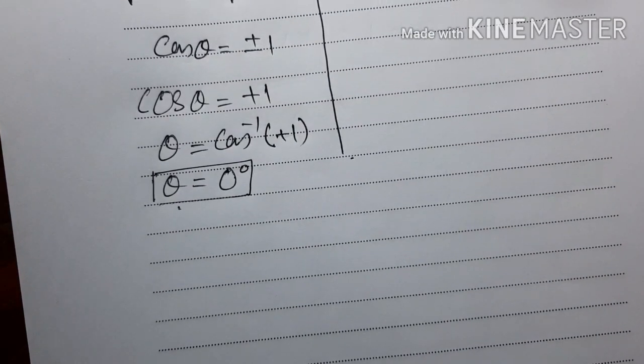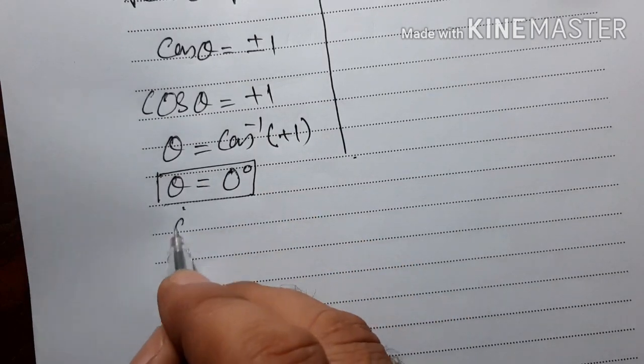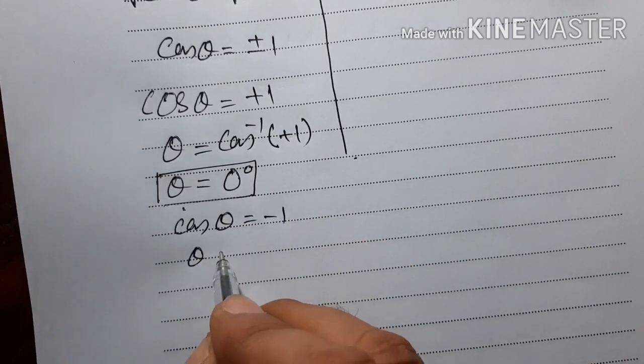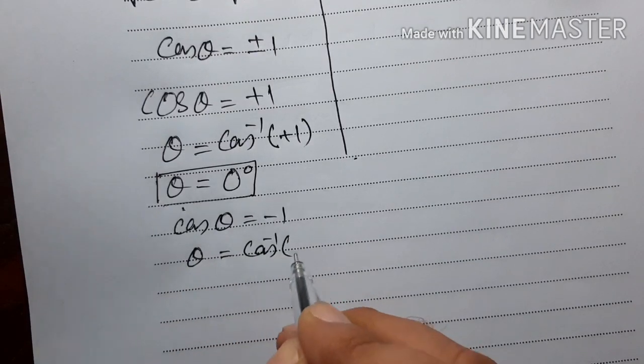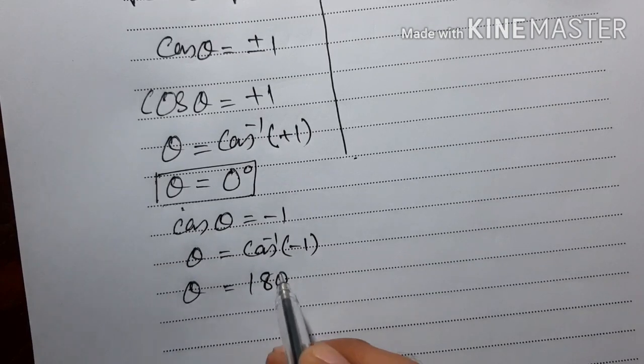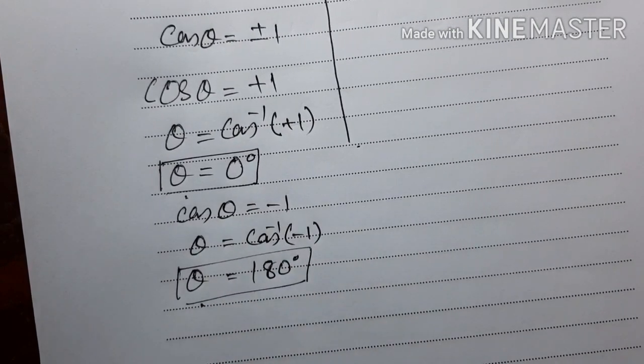If you can check, you can check by the calculator. The second is cos theta is equal to minus 1. So theta is equal to cos inverse of minus 1. This will give me theta is equal to 180. This is another value of theta.